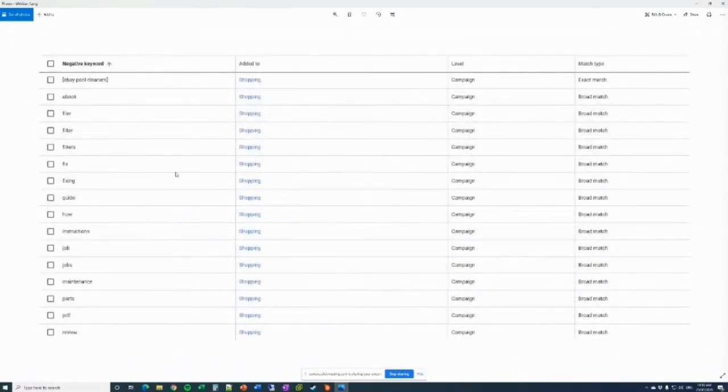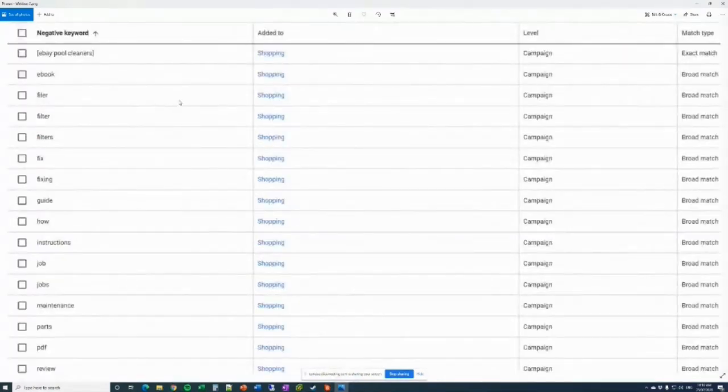This is done inside the Google Shopping campaign, and you teach the bot what you don't want. These are called negatives. Here are some examples of things that these ads don't want to trigger under. Ebook: if someone's looking for an ebook on Creepy Crawly, we don't want to spend money on ads. If they're looking for a filter, there's no money in filters, so we don't want to trigger an ad for filters.